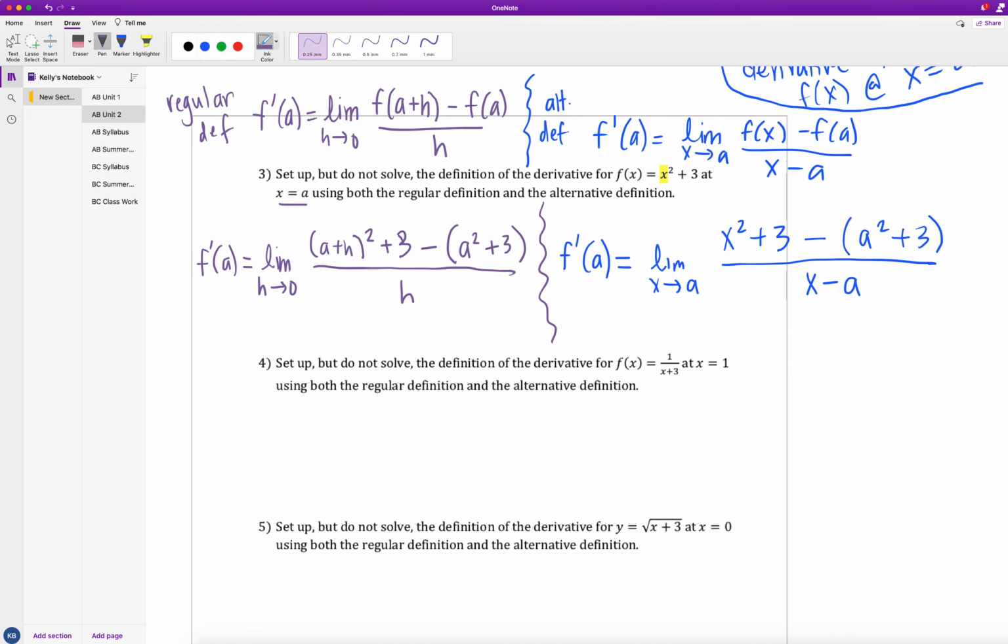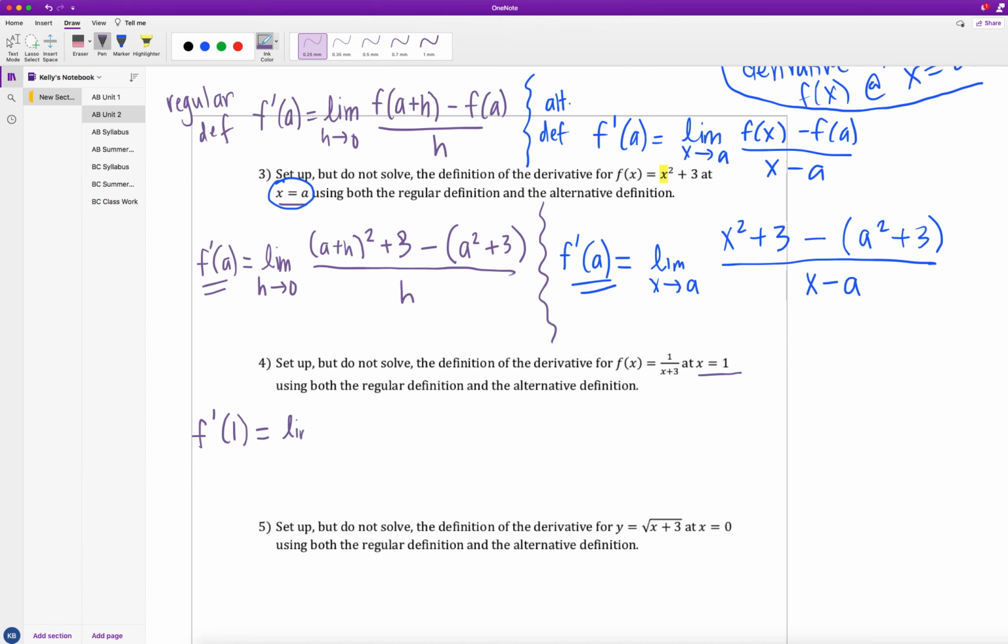Okay, let's look at example 4. In example 4, it says set up but do not solve the definition of the derivative for f of x, which is 1 over x plus 3, at x equals 1 now. So up above in example 3, you'll notice I wrote f prime of a for both of these because that was the value that I was substituting in and finding the derivative at for x. But now I'm going to be finding f prime of 1 since that's our a value. Why don't you guys pause the video and do the setup for the regular definition for example 4.